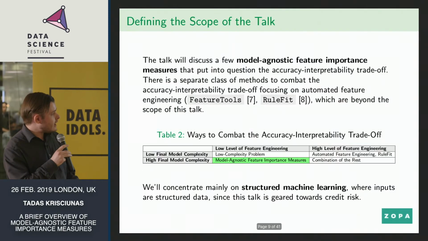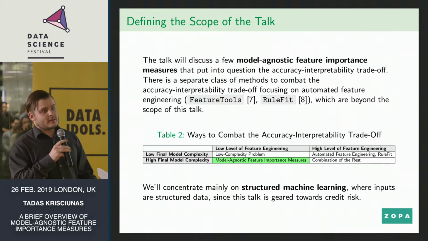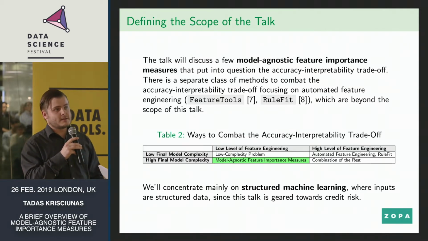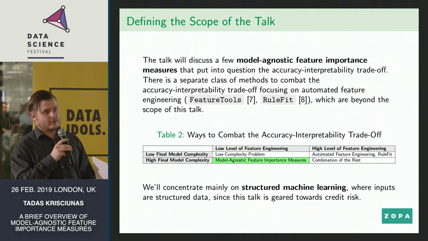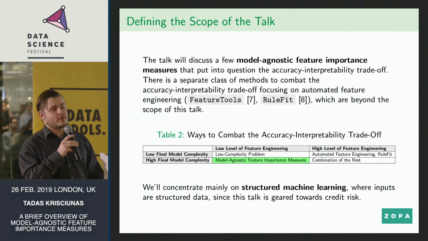Well, there are actually a few ways. So we can limit the class of models that we are interested in to only interpretable models, such as a logistic regression or linear regression, and automate feature engineering in such a way that ensures that we capture most of the complexities in the data.